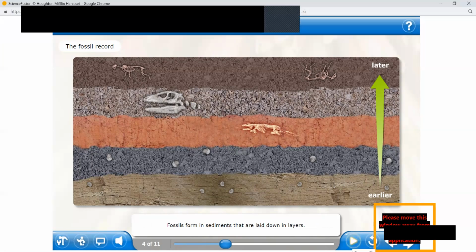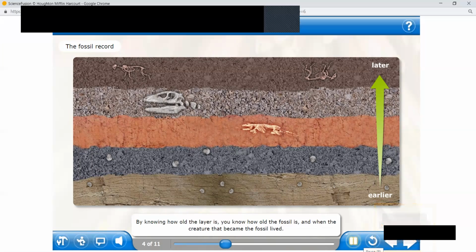As she explained very well, Malak. I loved the video. You explained it very clearly, and you even showed those golden color small things, what is that? The small things you put inside instead of fossils or sediments. The explanation was good. By knowing how old the layer is, you know how old the fossil is.